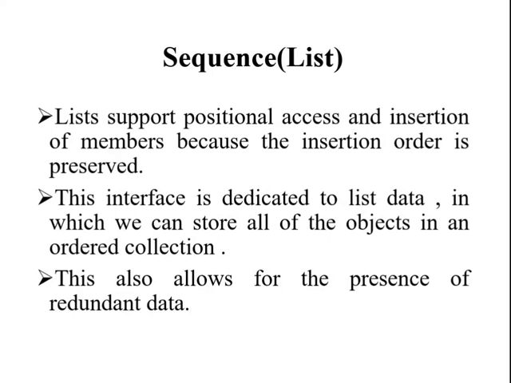Lists support positional access and insertion of members because the insertion order is preserved. This interface is dedicated to list data, in which we can store all of the objects in an ordered collection. This also allows for the presence of redundant data. Various classes such as ArrayList, Vector, Stack and others implement this list interface. We can create a list object with many of these classes because they all implement the list.